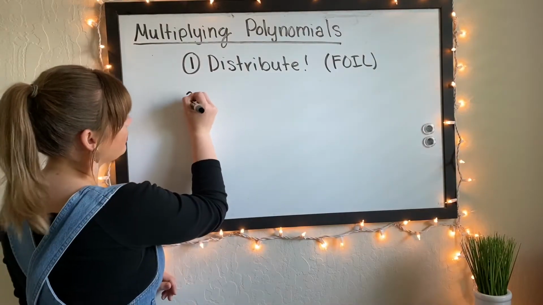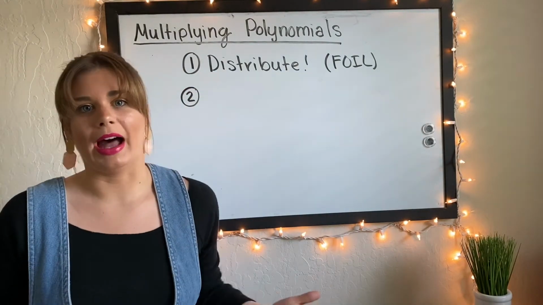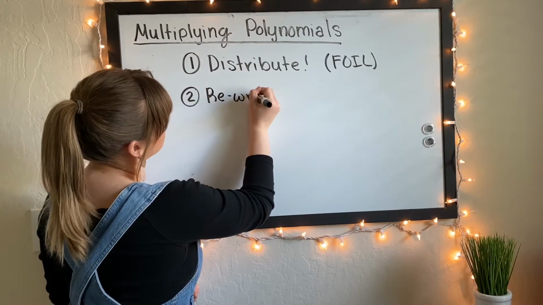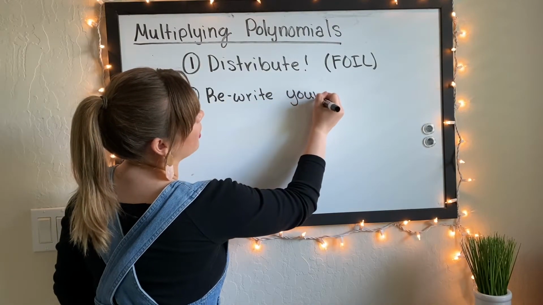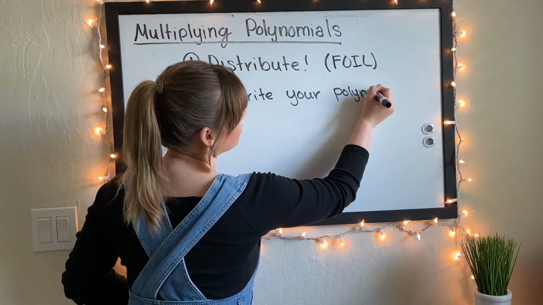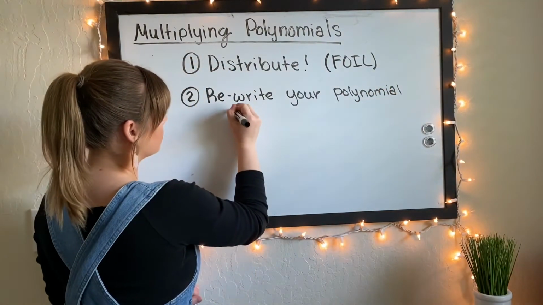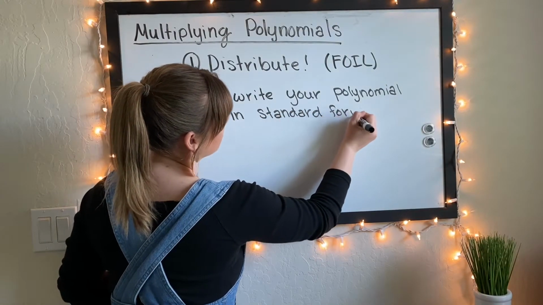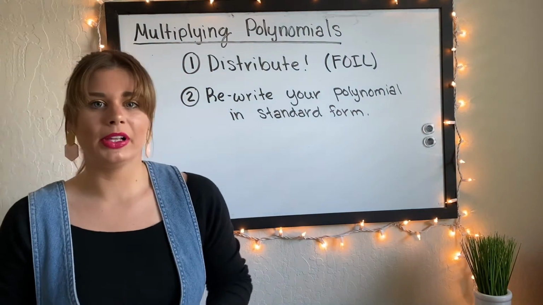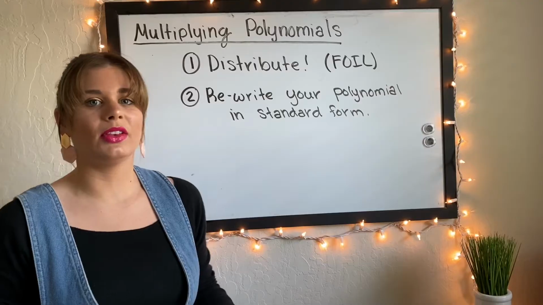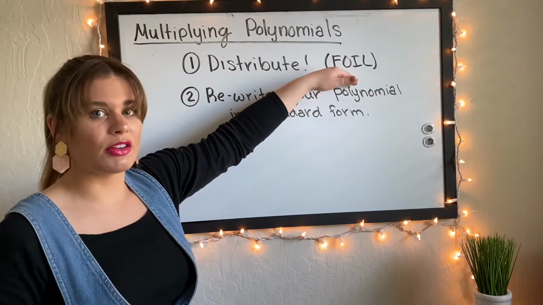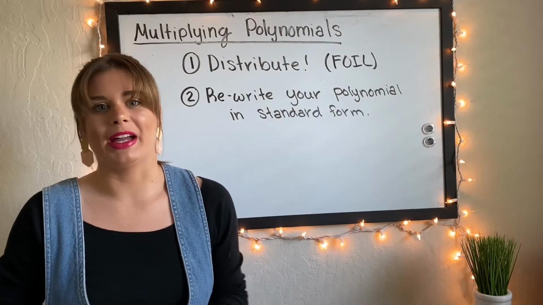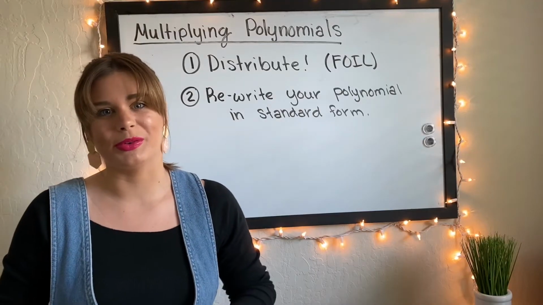And then number 2, same actually as our step from the last lesson with adding and subtracting, is just to rewrite your polynomial in standard form. Okay, so now I'm going to do a couple examples of these so you can see what it looks like with what we're used to with multiplying binomials and using FOIL, and then maybe working with some larger polynomials that we're going to multiply together. The distribution gets a little bit trickier with those.